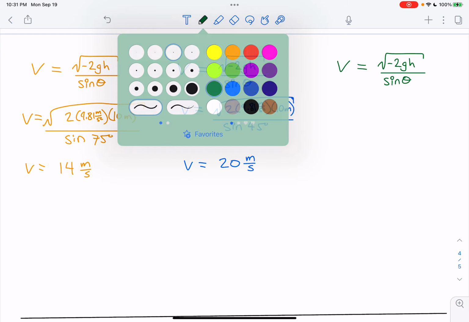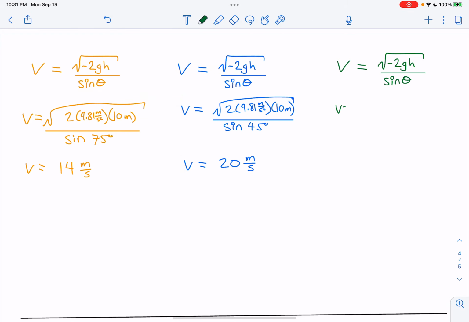And final case, okay, so we've got our velocity is going to be equal to the root of 2, negative 9.81 meters per second squared. The negatives cancel. Our 10 meters, and we've got sine 30 in this case. So here we've got a launch speed of 28 meters per second.